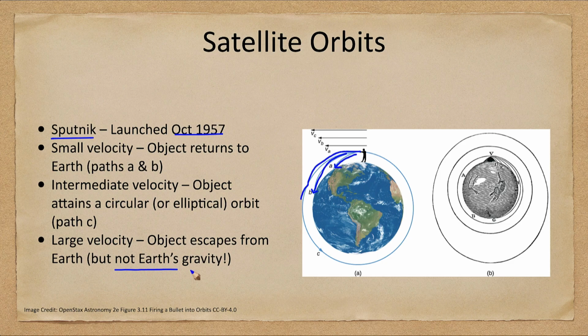But note that it does not escape from Earth's gravity. Gravity never ends. It goes on forever. So no matter how far away something is from Earth, you can calculate how much force of gravity is pulling on it. It could certainly be negligible enough that it's never going to pull the object back. But there is always a force of gravity between any two objects with mass. So we can put things into orbit this way.